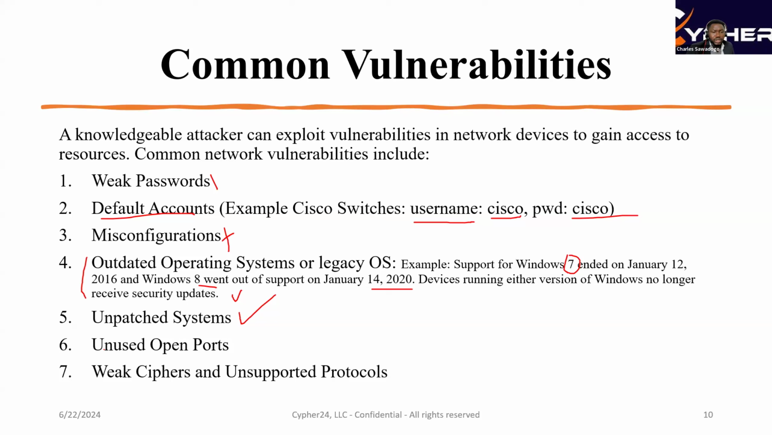Okay. Unused open ports. That means ports that are not used, but you open them. That becomes a problem. Weak ciphers and unsupported protocols. Yes, we have weak cipher algorithms, encryption algorithms. If you are still using them, and unsupported protocols, for example, SNMP, SMTP port 25, the one that is used to send emails, is no longer supported. So if you are using these things, you are vulnerable.